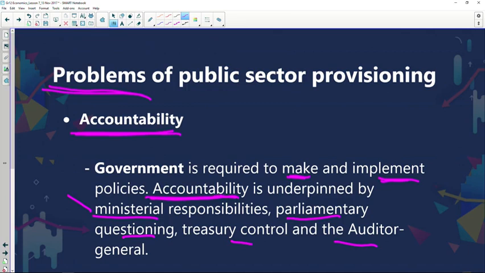Okay, so the minister will be accountable for a particular portfolio. Parliament will be accountable for asking questions when policies are concerned. Treasury needs to ensure that budgets are allocated and used correctly. And then the Office of the Auditor General will ensure that finances have been used in an accountable and responsible manner. Okay, so I needed to spend a bit of time going over that because it's quite important that we have an understanding of that.